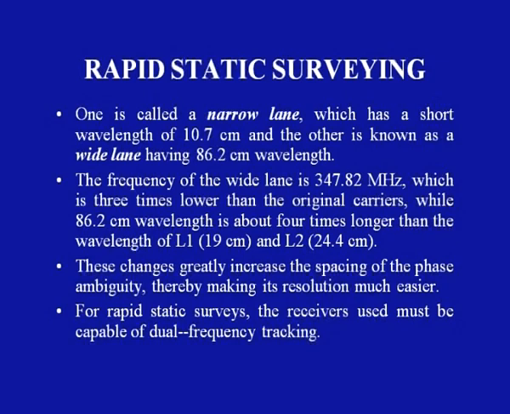The frequency of the wide lane is 347.82 megahertz, which is 3 times lower than the original carriers, while the 86.2 centimeter wavelength is about 4 times longer than the wavelength of L1, that is 19 centimeters, and L2, which is 24.4 centimeters. These changes greatly increase the spacing of the phase ambiguity, thereby making its resolution much easier. For rapid static surveys, the receivers used must be capable of dual frequency tracking.